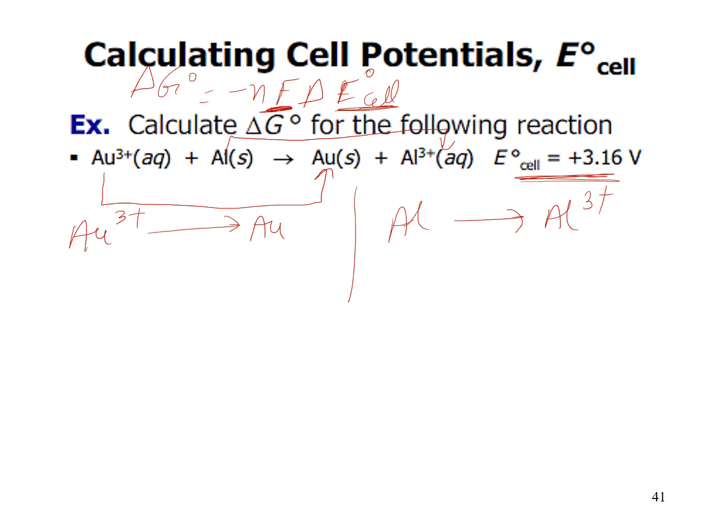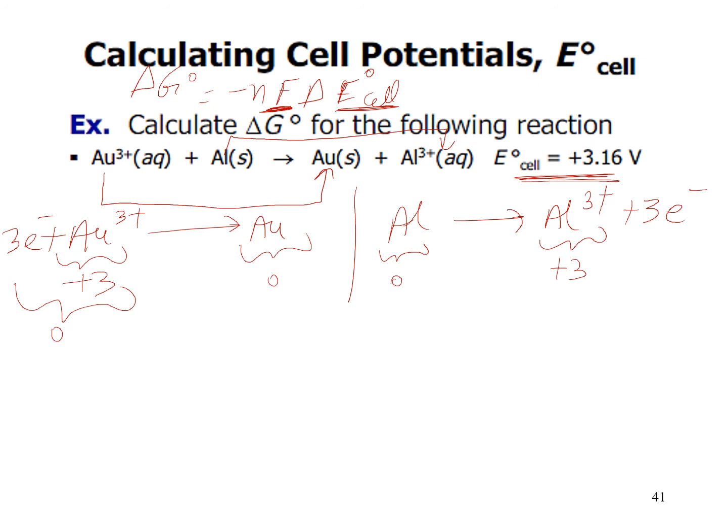What is the total charge on the Au3+ side? It's +3. This is 0, which means I add 3 electrons on this side. That would make a total charge of 0 right here. How about this? This is one aluminum, no oxygen, no hydrogen. Charge here is 0, charge here is +3. So to cancel the +3 charge, I need 3 electrons on this side. Which means if I'm adding these two reactions up, I have 3 electrons here, 3 electrons here. So my reactions are balanced.